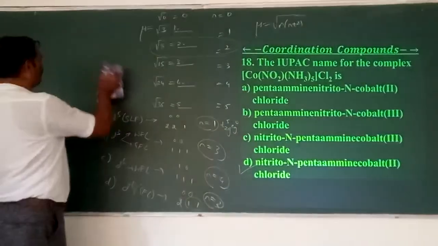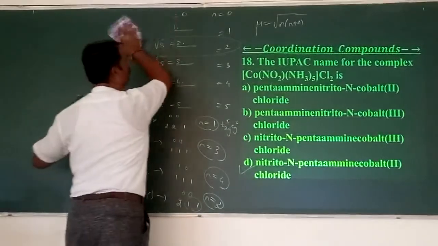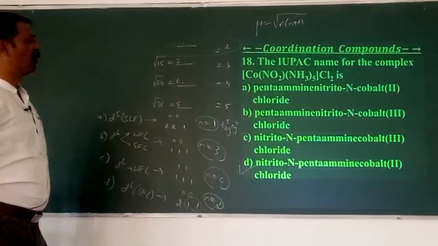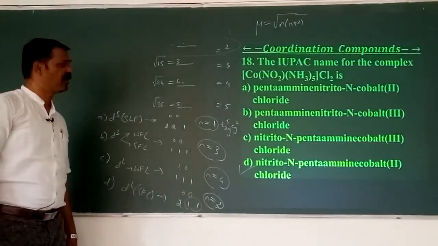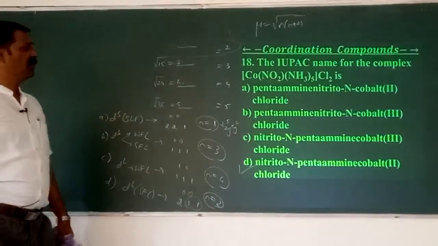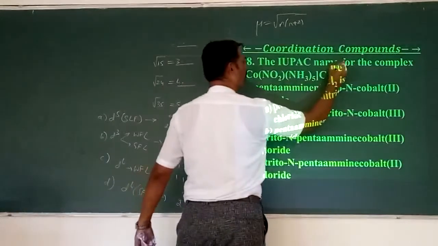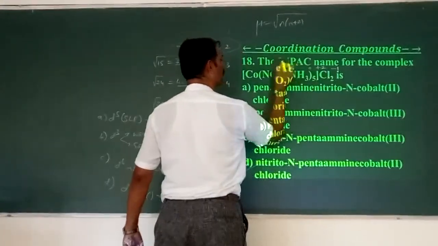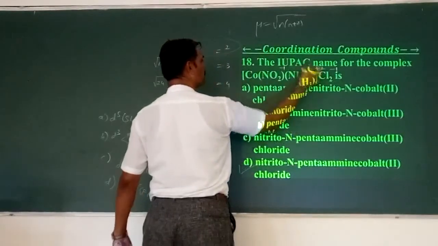What's the IUPAC name of that particular complex? Co(NO2)(NH3)5 Cl2. As usual, the very simplest here. Chlorine is minus 1 into 2, that is minus 2, therefore it is plus 2. Ammonia is 0, nitrite is minus 1, so here it is plus 3.